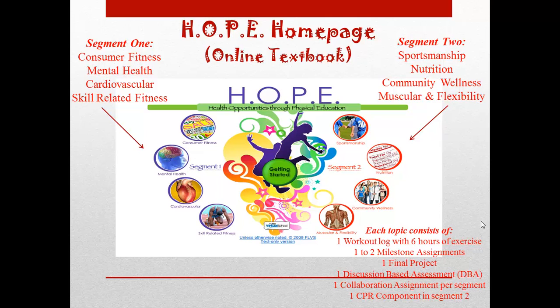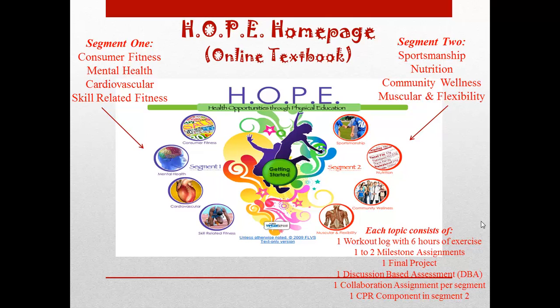At the end of Segment 1, you will complete your Segment 1 exam before moving on to Segment 2. Once you are in Segment 2, you will start with the Getting Started Here button. That fitness test will get redone and submitted under segment 2 fitness test. And then you will go off to the right and start with the sportsmanship topic. Then you'll go to nutrition, then community wellness, and finally muscular and flexibility. At the conclusion of segment 2, you will take your segment 2 exam.